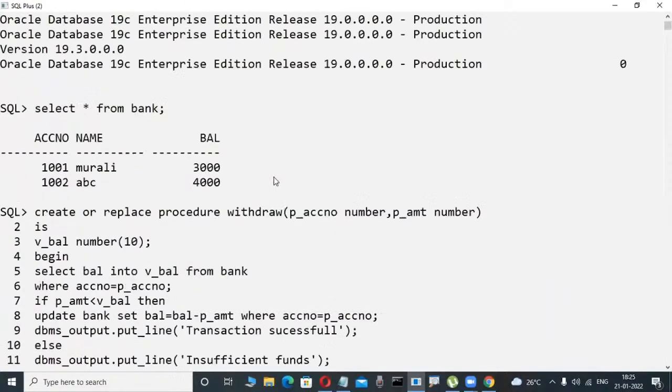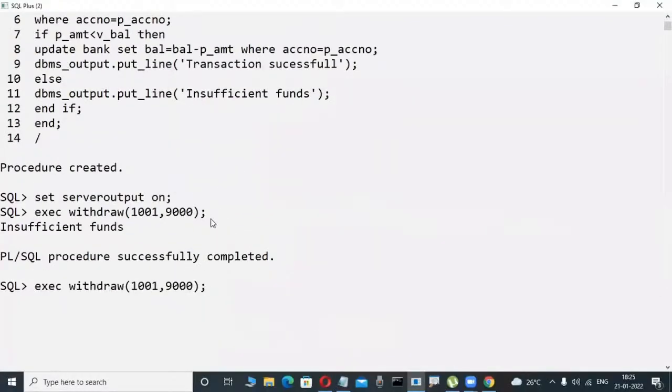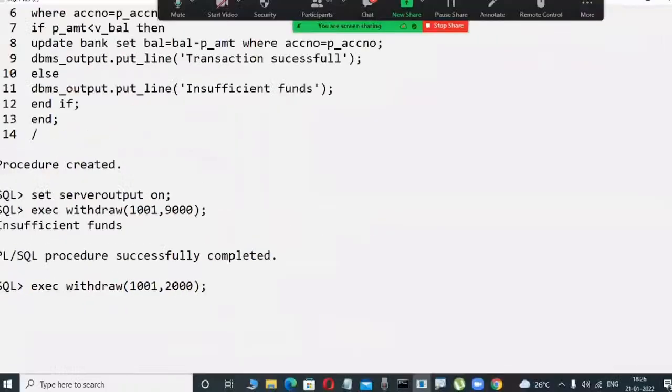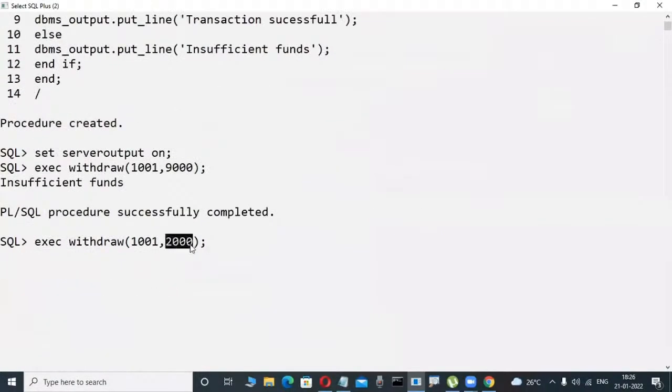For example, in this case, my balance is 3,000. Now I try to withdraw 2,000 rupees. Observe here, 1001 is my account number. I try to execute again, withdraw. Okay, so now here, the procedure. Now I try to withdraw 2,000 rupees. Possible, possible. Why? Because my balance is 3,000, but I try to withdraw only 2,000.